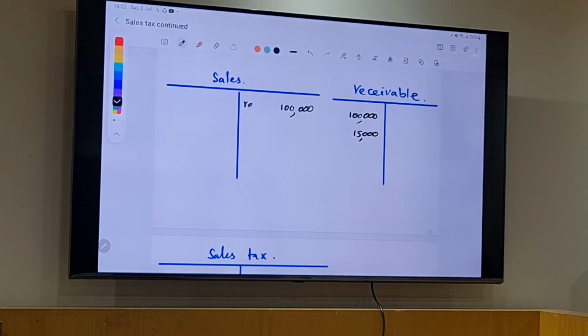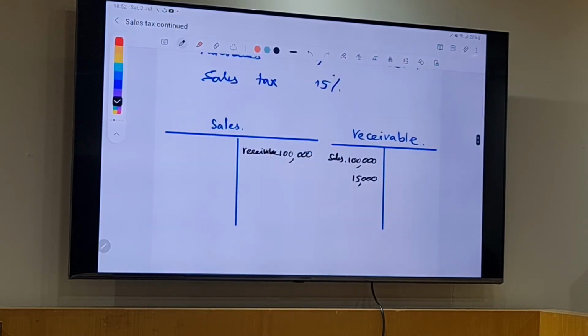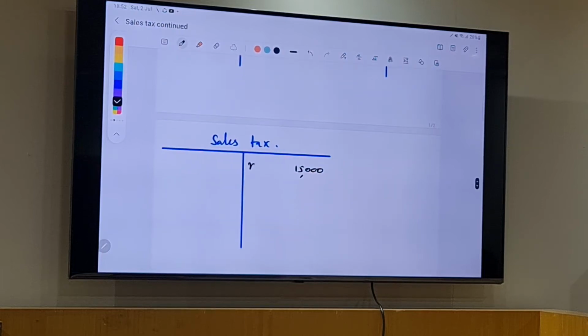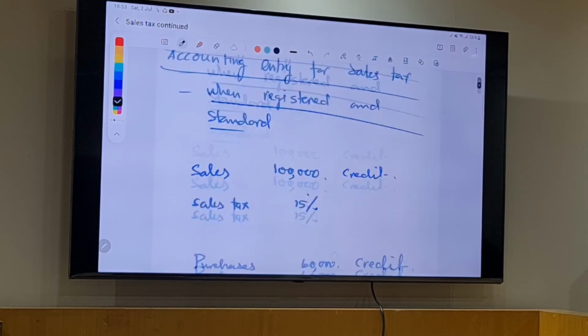So now let's complete the narration. Here I will write receivable. Here I will write sales. Here I will write again receivable. And here I will write sales tax. Is that clear? So now if I balance these accounts, let's not balance because I have input here.